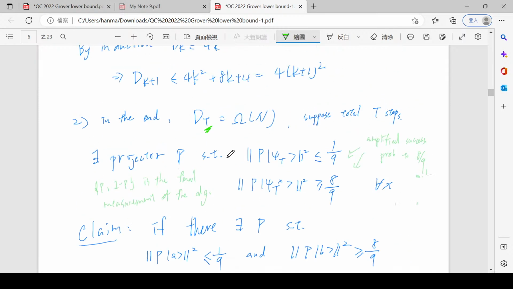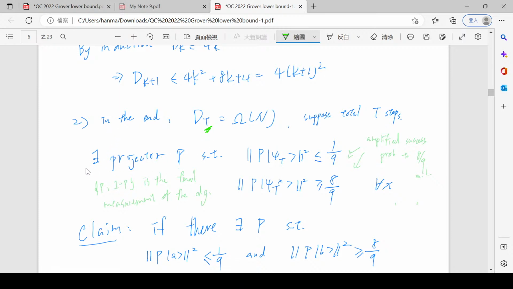I guess because the book is actually doing the search version, but the decision version is easier than the search version. Anyway, I think the book proof is a little funny, so we do a better proof. We also do this proof in many different ways. Anyway, so we are doing the decision version.